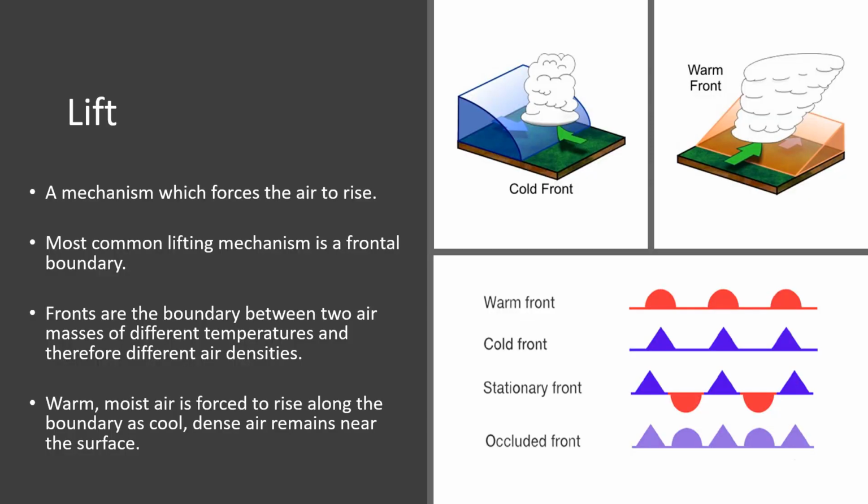The third ingredient we need is lift, a mechanism which forces the air to rise. Most common lifting mechanism is a frontal boundary. Fronts are the boundary between two air masses of different temperatures and therefore different air densities. Warm, moist air is forced to rise along the boundary as cool, dense air remains near the surface.